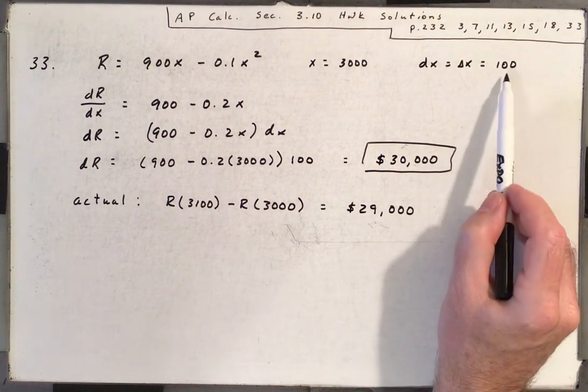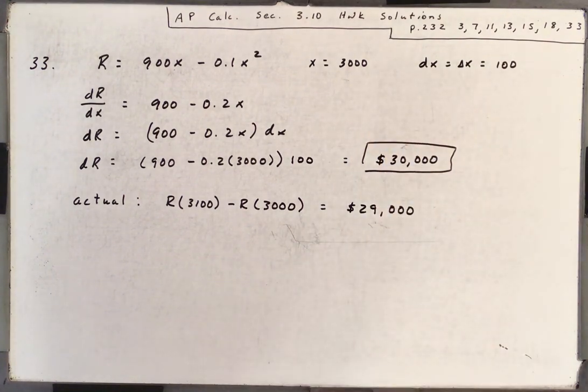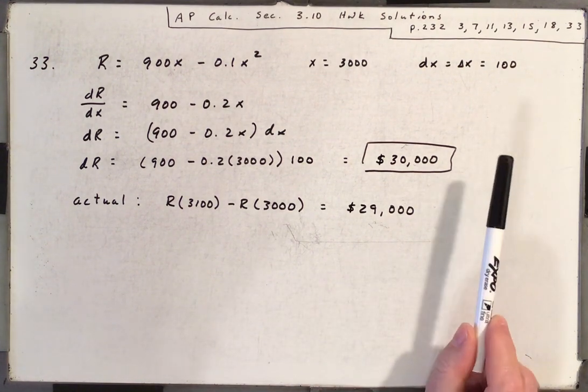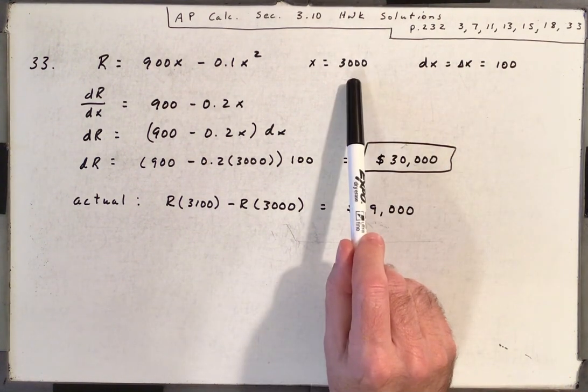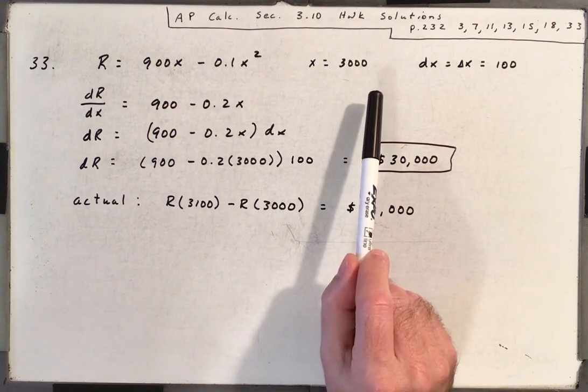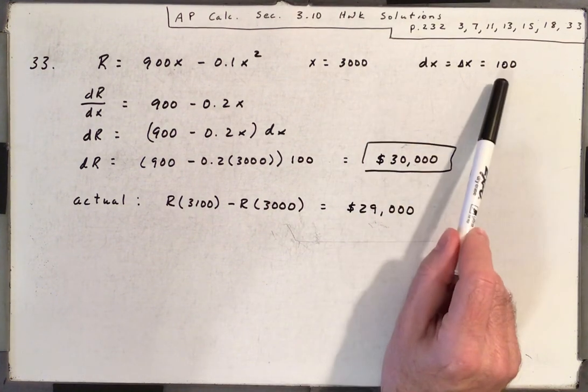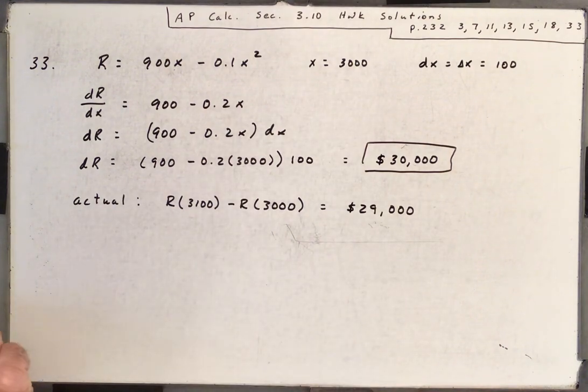So with 100, you're getting away from 3,000 a little bit there, because the tangent line emulates the actual function at points very close to the point of tangency, right? So 3,100 is pretty close to 3,000, but it's not just right on top of it. So you're not going to get an estimate that doesn't have a little bit of error in it.